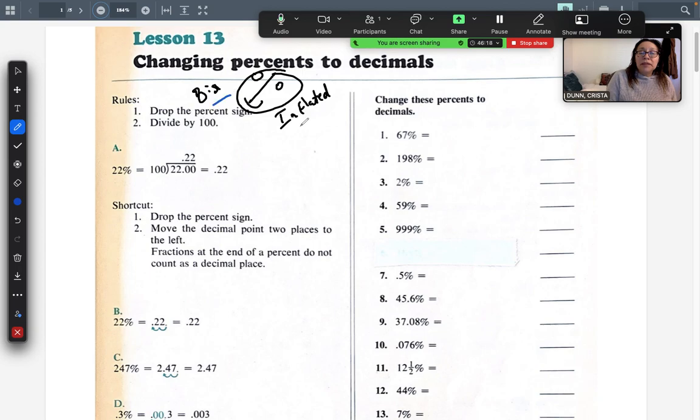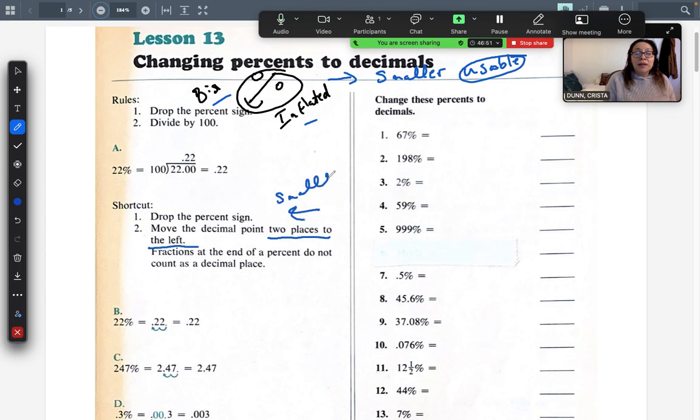Take the big inflated number and make it into the smaller usable number, right? We can't use a percent. We talked about how we can't use our percent number with a circle / circle in any calculations. We need to really have the smaller usable number. And so we're going to drop the percent sign, move the decimal point 2 places to the left. Why? Because 2 places to the left means it's going to get smaller.